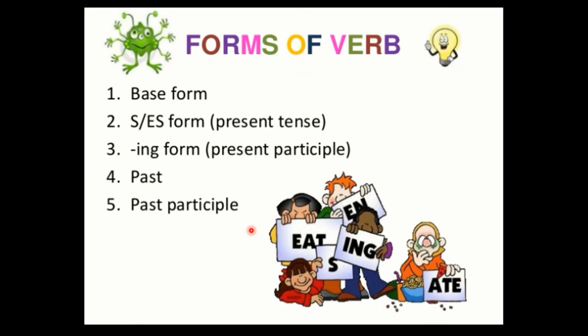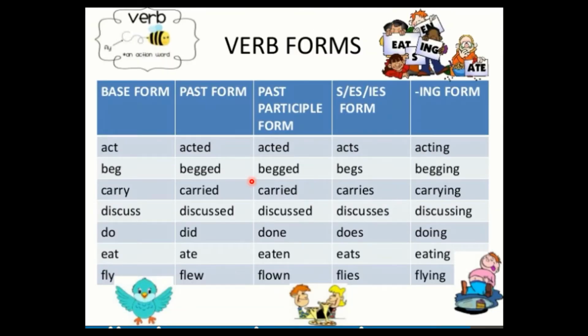So first, see that in our previous lecture we discussed the types of verbs. And basically, a verb can be in these 5 forms: a base form, then we can add s or es to it, then we can add ing to a verb, then we can use it in past tense, and then we can use it as a past participle. So you know that a basic verb can change into 5 formations.